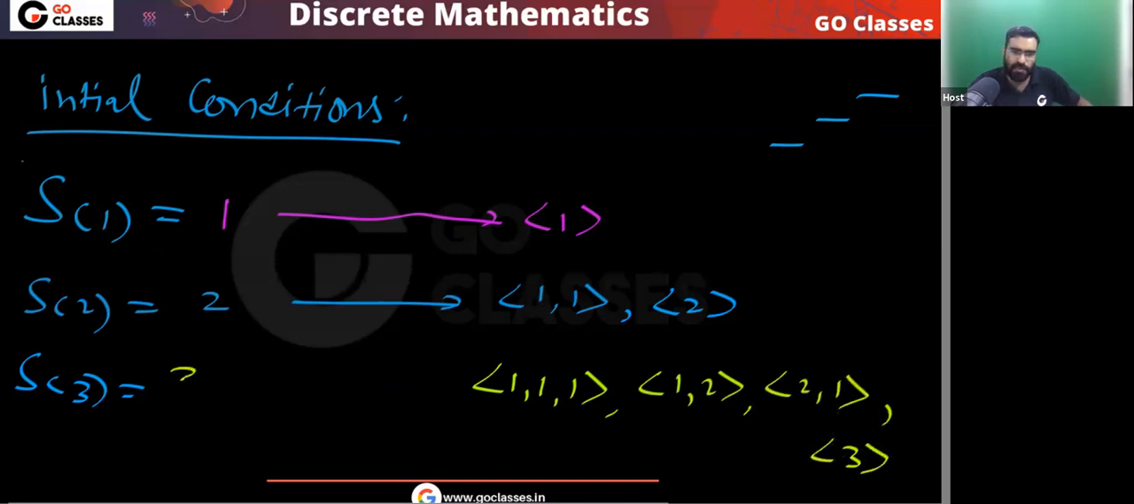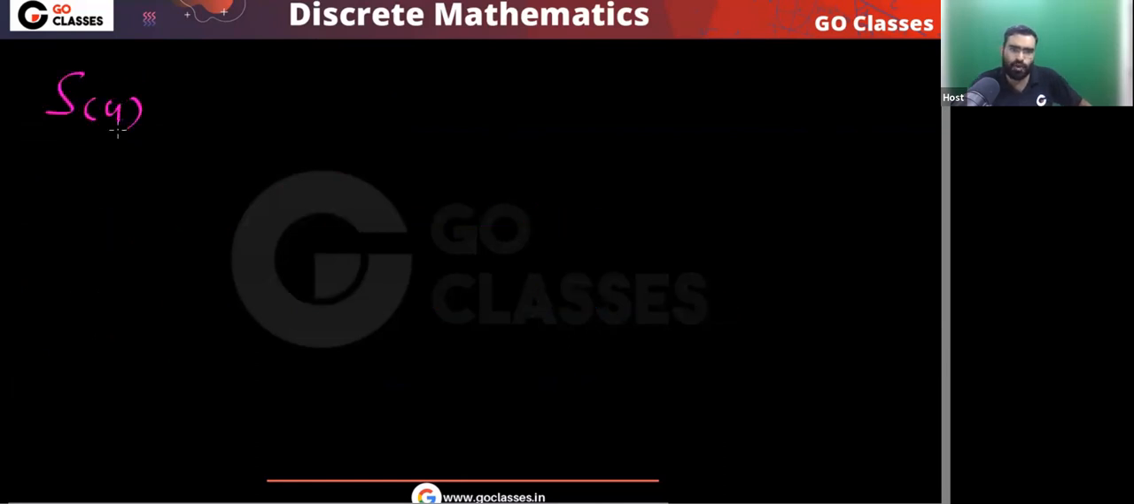So this S3 will be 4. I hope this point is clear. So these are the initial conditions. Now you can find S4. Tell me what your S4 will be.